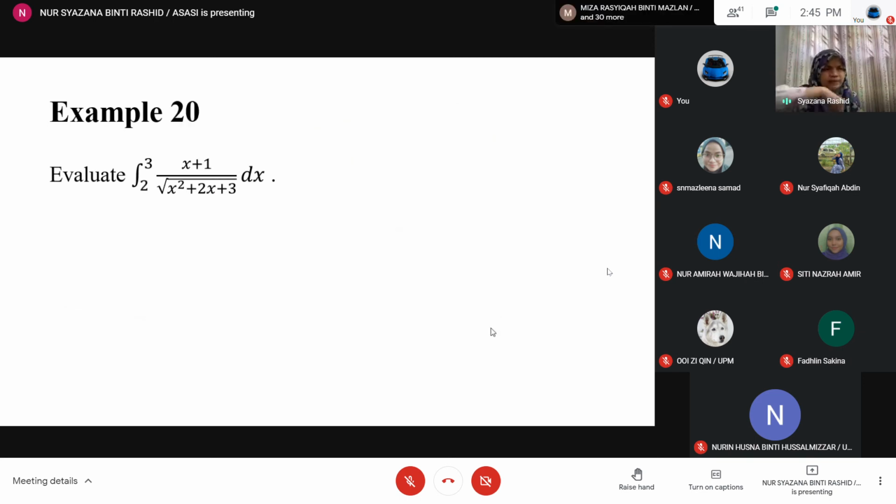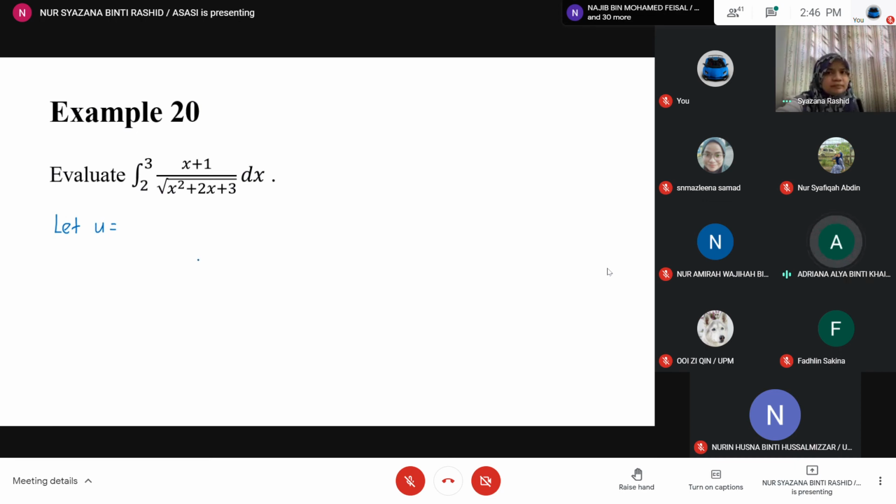Okay, example 20. So definite. So make sure change limit. Before you give the final value, make sure you change the limit. But before that, let's choose the substitution. Okay, anyone can share with me? Which one become your substitution? Nak pilih yang mana?